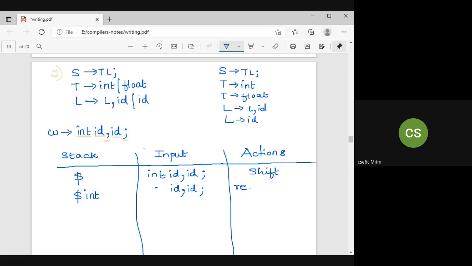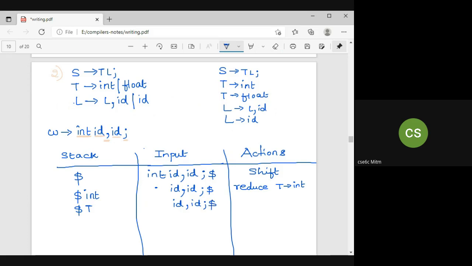So now we are taking the action of reduce because we have T goes to int. So this int is getting reduced by T. What remains here? Dollar in input. Yes, at the end, id comma id semicolon dollar, correct. So dollar has to come here, the end of the input marker.